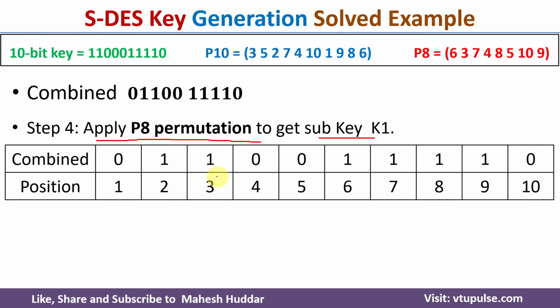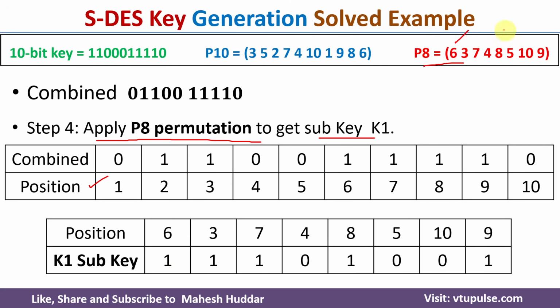In the fourth step of the SDES key generation algorithm, we need to apply the P8 permutation to get the subkey K1. So this is the combined permutation bits. These are the original positions. In the P8 permutation, in the first position, we need the sixth bit which is present in this table. In this table, the sixth position bit is 1. So this 1 has to come in the first position.